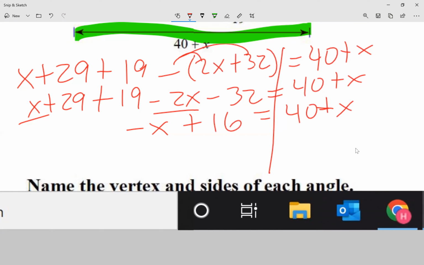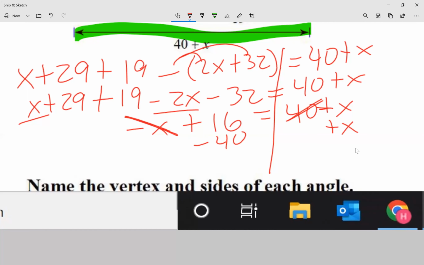I have x's on both sides. There's a negative x on the left and a positive x on the right. I want to have them together, okay? So I'm going to move the x's to one side and anything that doesn't have a letter to the other side. This minus x, I'm going to move to the other side as a plus x. Notice I switched the sign. The positive 40, I'm going to move to the other side as a minus 40.